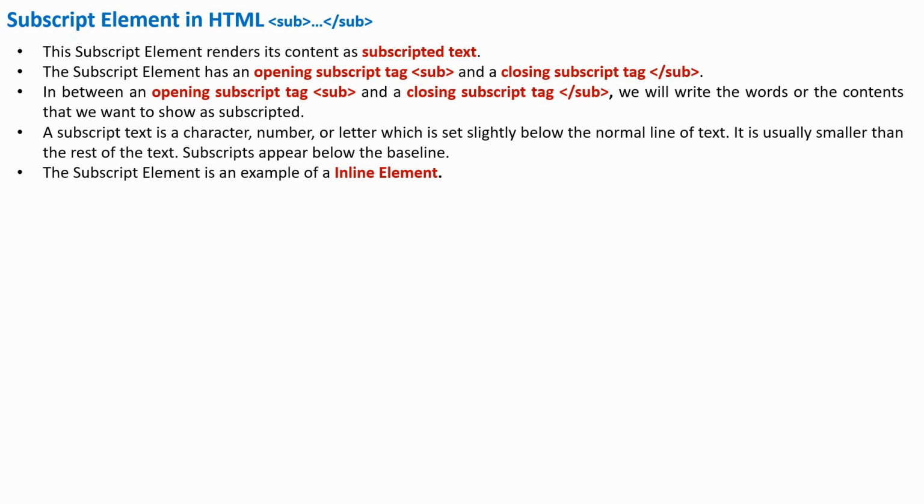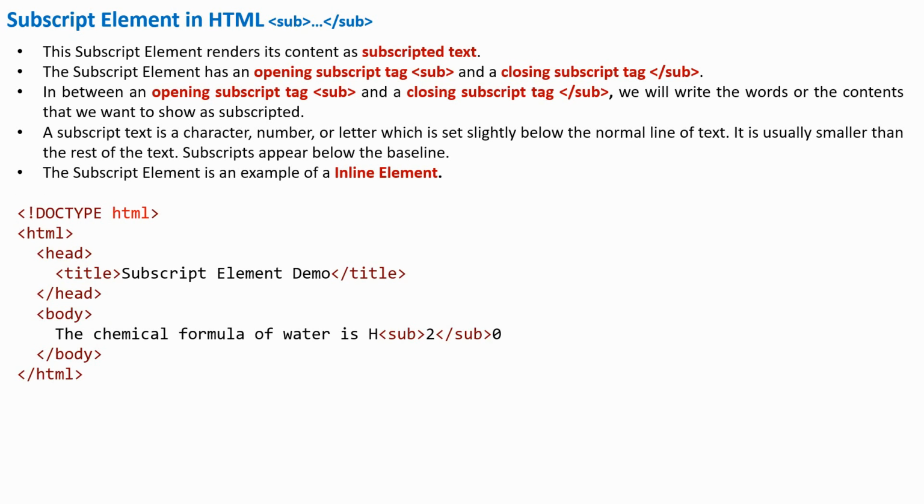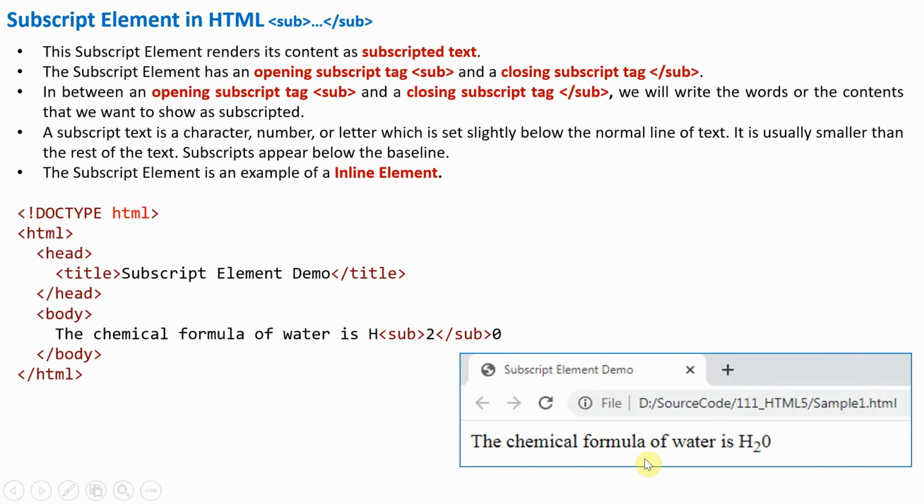Let me show you a sample code where we have used the subscript element in HTML. In this example, we have a sentence: the chemical formula of water is H, then an opening subscript tag, then 2, then a closing subscript tag, then O. Now when this code is rendered in a browser, it will display the chemical formula for water as H2O. Here if you notice, the number 2 is slightly below the baseline or the normal line of the text.